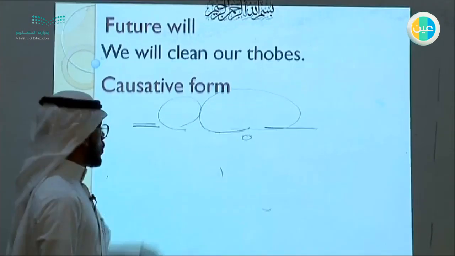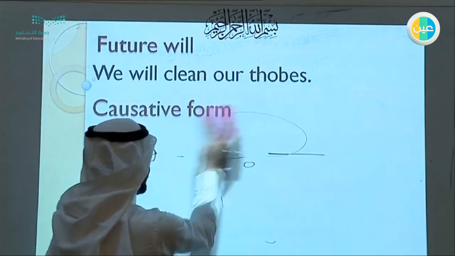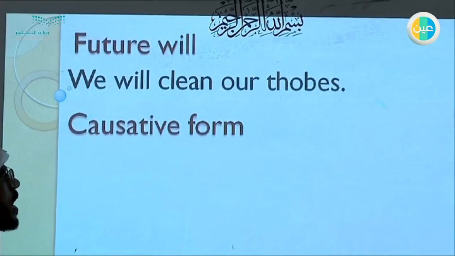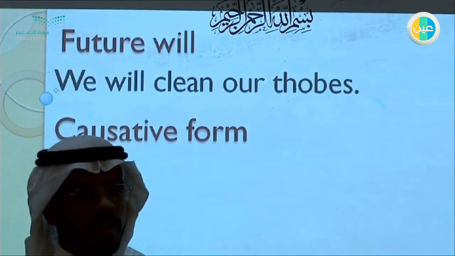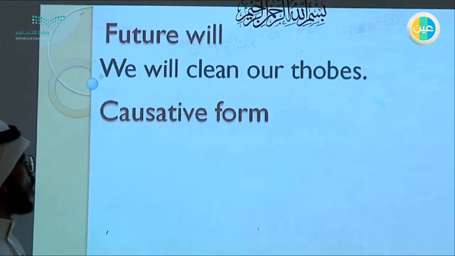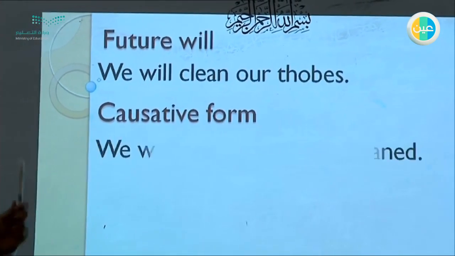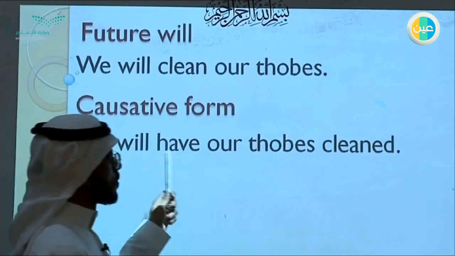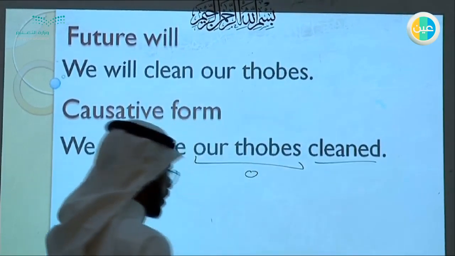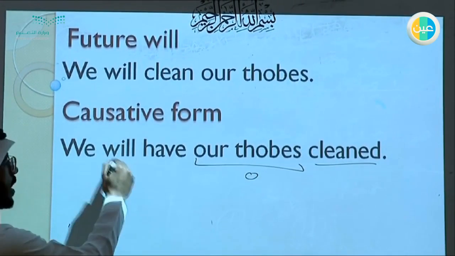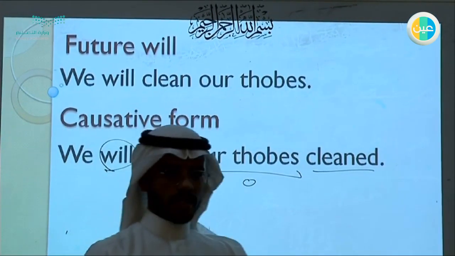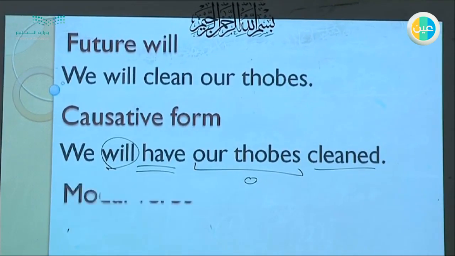We will clean our thoughts. Now we will clean our thoughts. It's easy. Now you have to do it by yourself. Okay. Causative form. We will have, and the object. We will have our thoughts cleaned. We use will here. Why? Because this is future. And have, you must add have. Okay, the last one, it's about modal verbs.